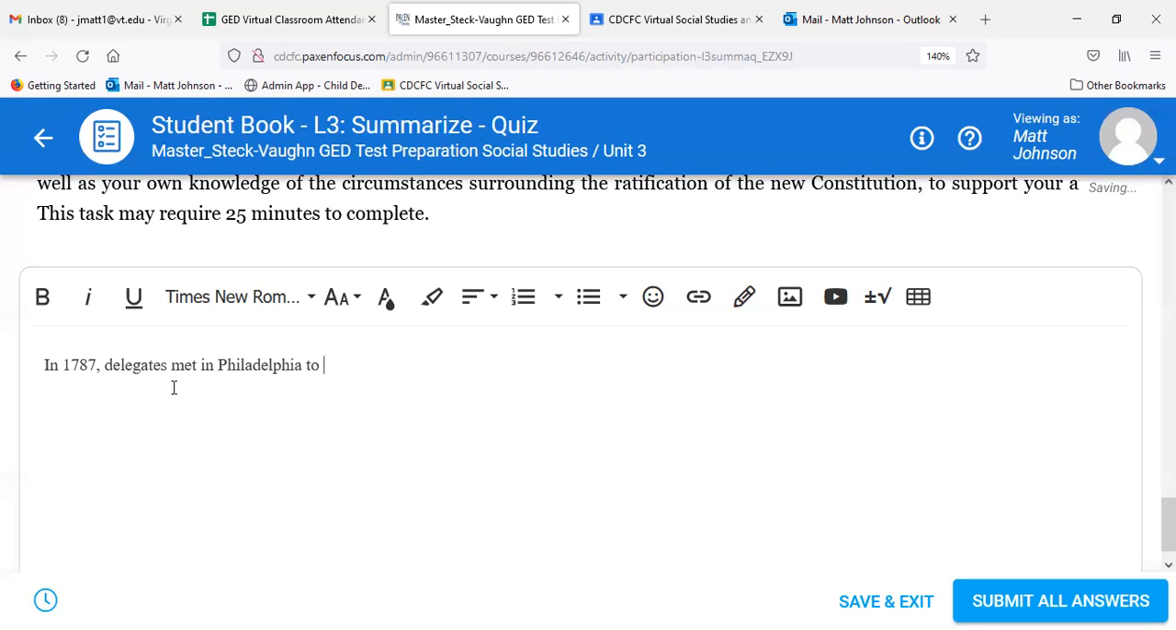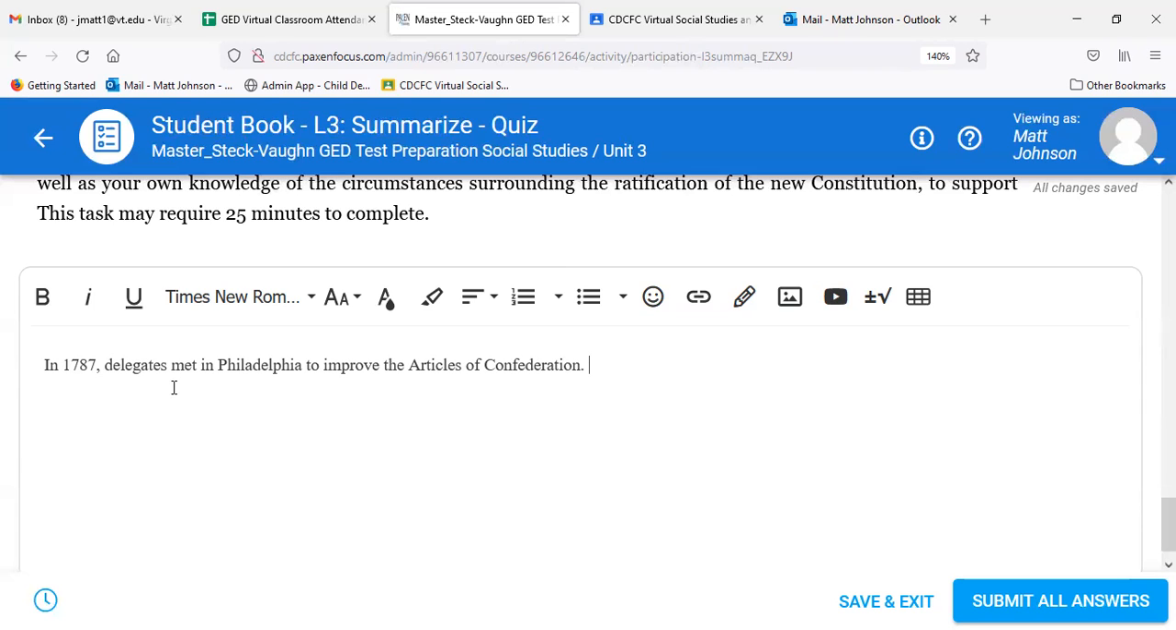To improve the Articles of Confederation. Period. There's our percent. There's one of the main ideas, right? Why were they in Philadelphia? In 1787, delegates met in Philadelphia to improve the Articles of Confederation. So then how do we get to the Constitution, which is sort of the main idea here, right? The idea that they were creating the Constitution.